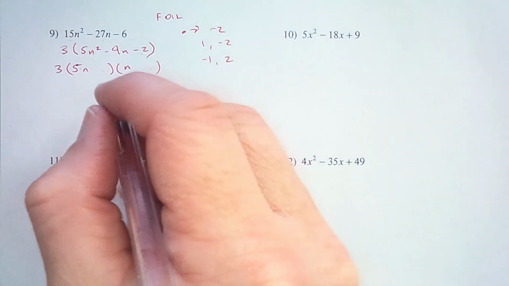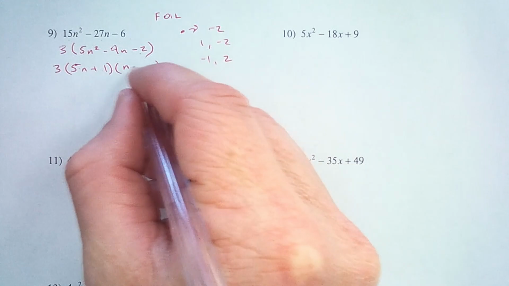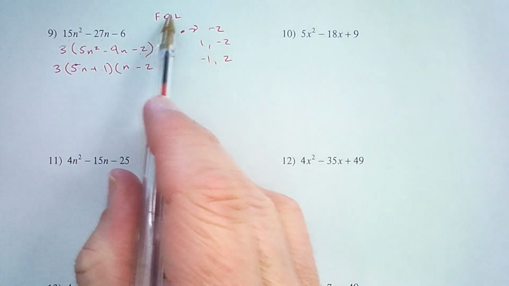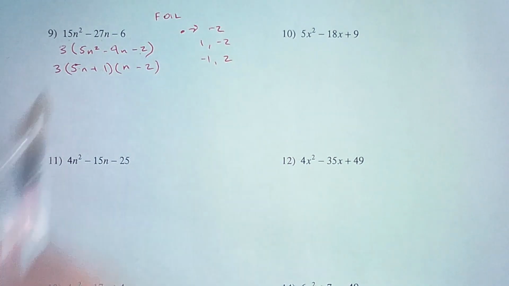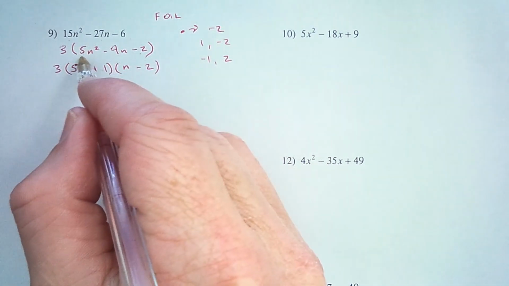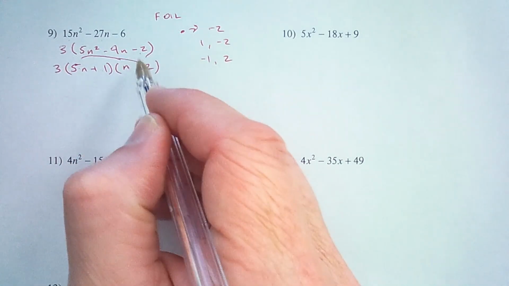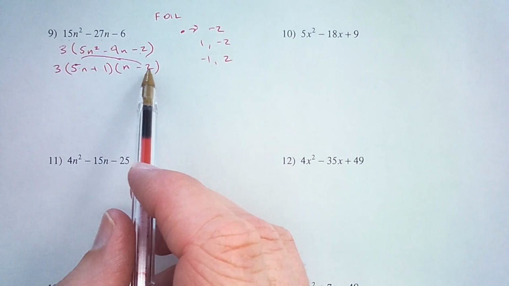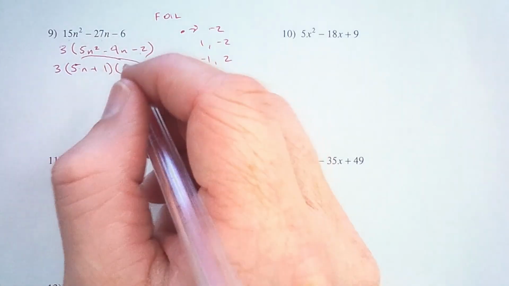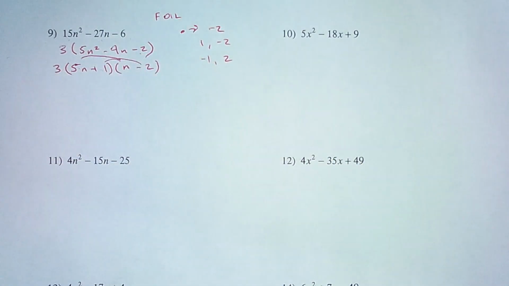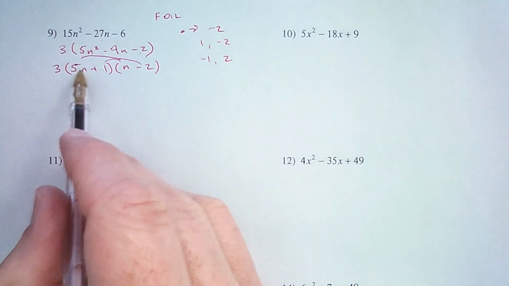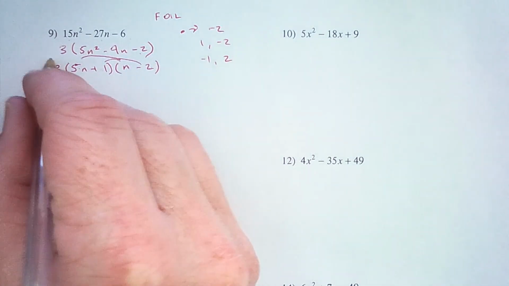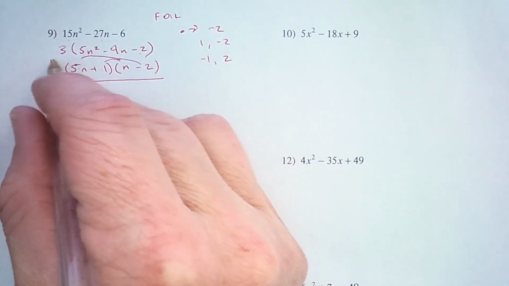Okay, so let's try plus 1 and minus 2. And what we need to do is check outside and inside and see if they add up to negative 9. So we have 5n times negative 2, so that's outside. So that is negative 10. And we have 1 times n, that's 1n, so we have negative 10n plus 1n, and that is negative 9n, so this is our factored form.